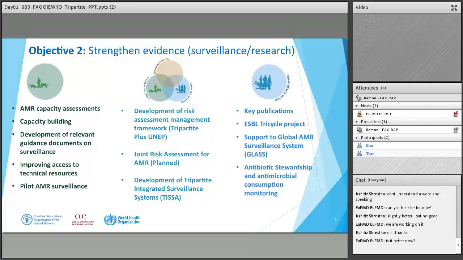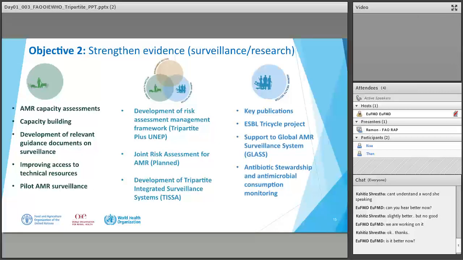So what the countries do, they do passive surveillance in the human health sector, and they report to GLASS, and that is the sharing of data. What OIE supports is mainly to collect data on antimicrobial usage and share it through the OIE reporting system and with other organizations. Also WHO is doing antibiotic stewardship and consumption monitoring.